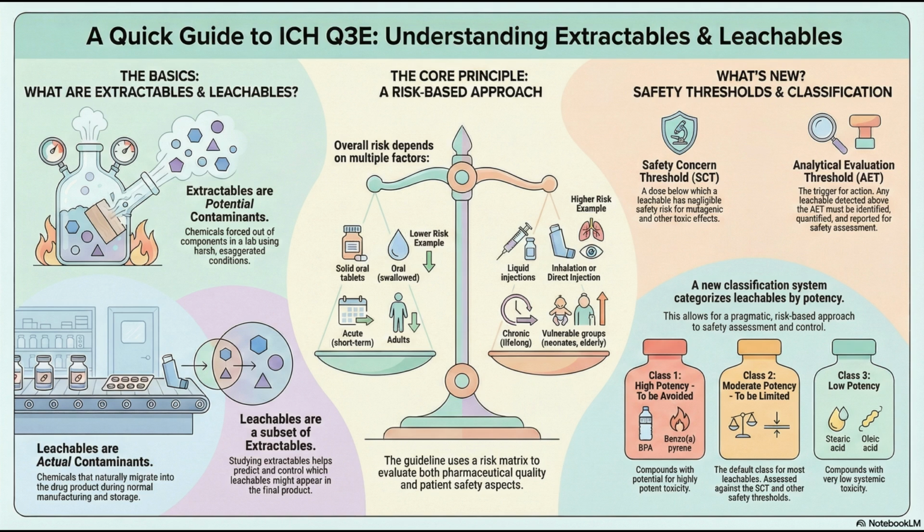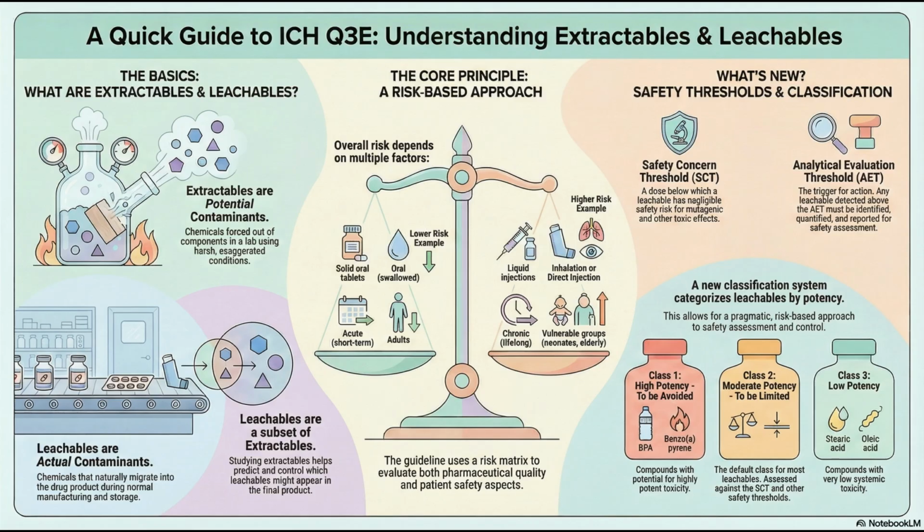Okay, so this is where it gets really practical. The entire Q3E structure seems to rest on two foundational concepts: the safety concern threshold, or SCT, and the analytical evaluation threshold, the AET. They are the two pillars of the whole guideline. So let's start with the safety bar, the SCT. What is it? The safety concern threshold is the toxicological linchpin. It is the exposure level below which a leachable is considered to present a negligible safety concern. Negligible. So that means we've accounted for all kinds of toxicity. All kinds, both mutagenic, which is DNA damage, cancer risk, and non-mutagenic toxicity. It's the highest daily dose of an unknown compound we're comfortable saying is acceptably safe.